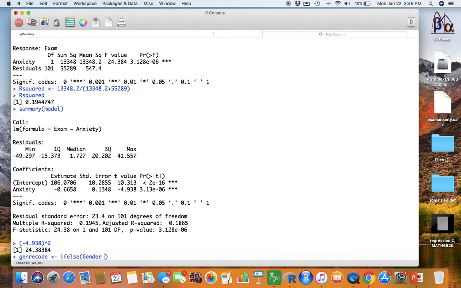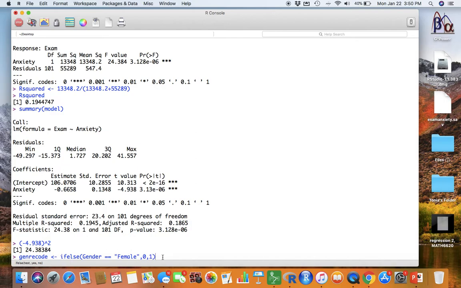So if gender equals female, I want that to be set as a 0, otherwise I want it to be set as a 1. Because my females are going to be 0, they're going to be the base in the coefficient, my estimate. So I'm going to be comparing males to females.